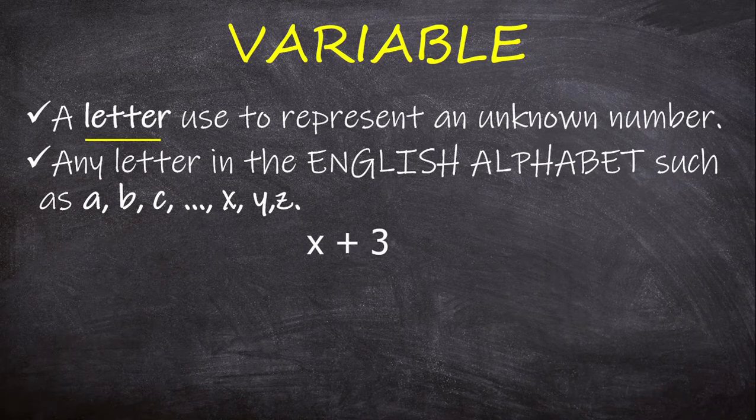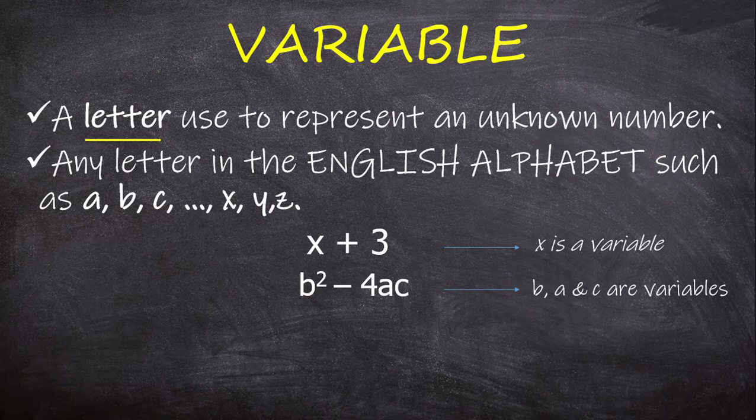So for example, x plus 3. Here, x is a variable. So x here, we do not know what its value is. So we have to write it in a variable. Another example, b squared minus 4ac. Here we have three variables such as b, a, and c. So this represents an unknown number.